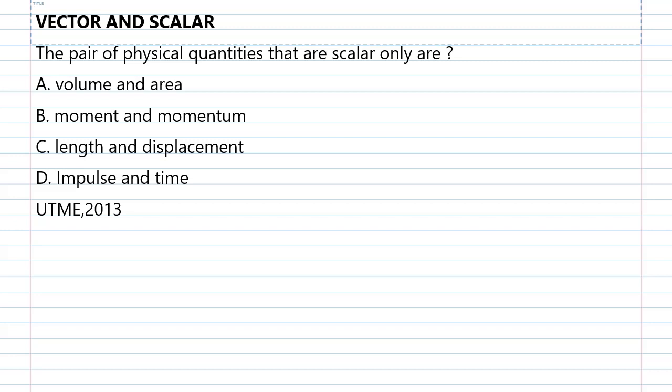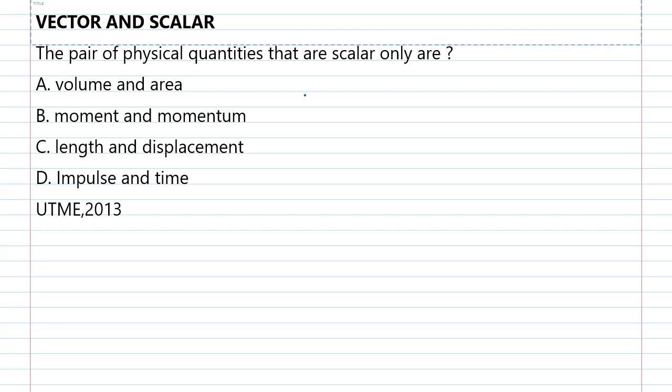In this class, we'll be answering JAMB past paper questions from 2013 to 2020 on the topic of vectors and scalars. The first question on the screen is: the pair of physical quantities that are scalar only are A. Volume and area, B. Moment and momentum, C. Length and displacement, D. Impulse and time. So let's start with the first option.